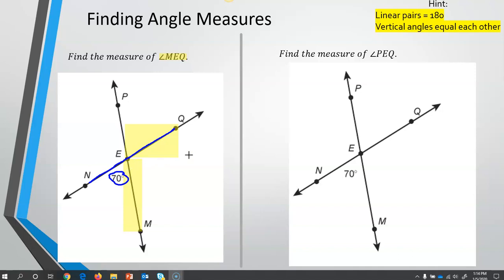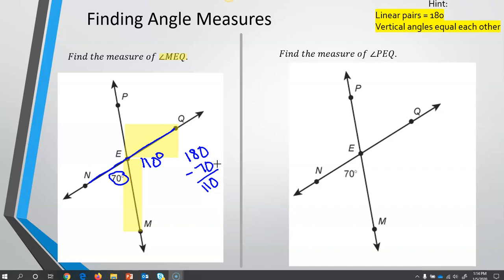Since I've got that straight line there, these are linear pairs. So if this side is 70, remember that linear pairs always add to 180, so I would just subtract the 70 from the 180, because 70 is what I know MEN is, and that leaves me with 110. So the measure of angle MEQ equals 110 degrees.